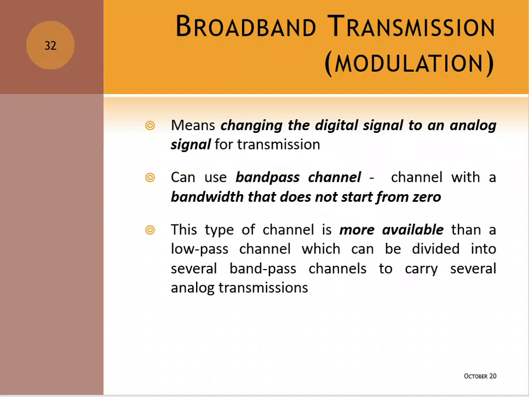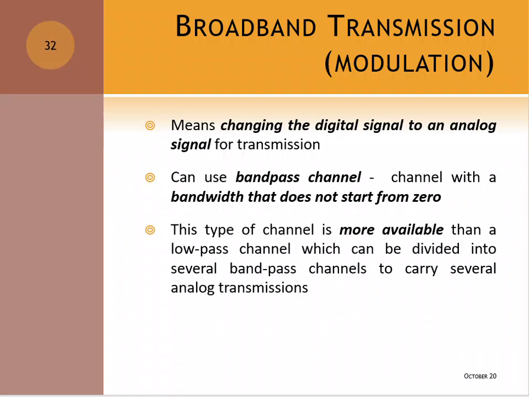Then another one approach is broadband transmission. We call it modulation. Broadband transmission means changing the digital signal to an analog signal for transmission. Yang ni kita ada digital signal dan kita akan hantar dia dalam bentuk analog. Jadi dia perlu melalui proses modulation.